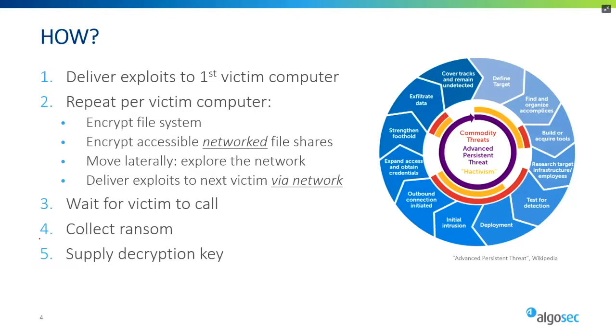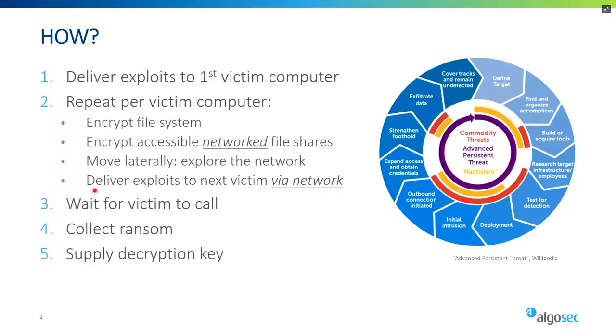The first computer gets infected somehow, and then we get into a cycle where the malware encrypts the local file system, and then it encrypts the network file systems that it has access to, and then it starts to move laterally. It looks for other computers on the network which it can exploit. Whatever it finds, it delivers the exploits to the next victim computer over the network and repeats. The cycle repeats until eventually some critical system gets infected and somebody picks up the phone and calls the ransomware author. Hopefully for the ransomware author, people pay them the money. Not a good idea, better to restore from backups if you have them. But this is the business model.